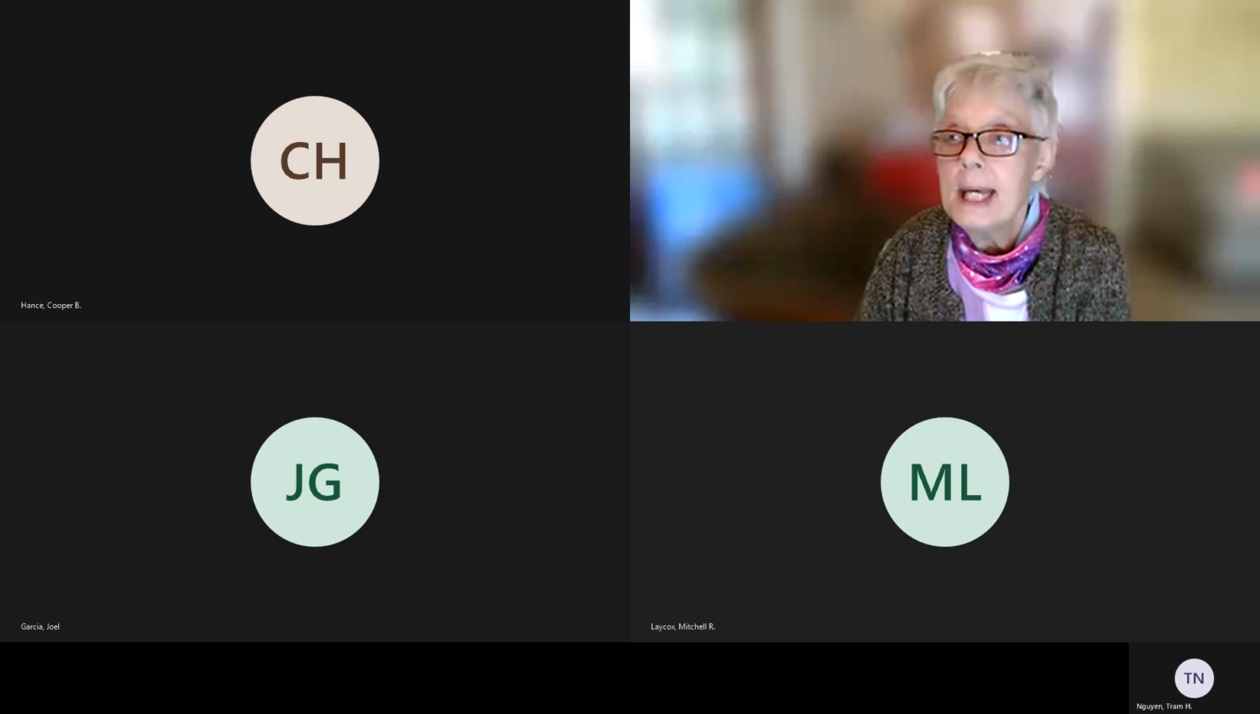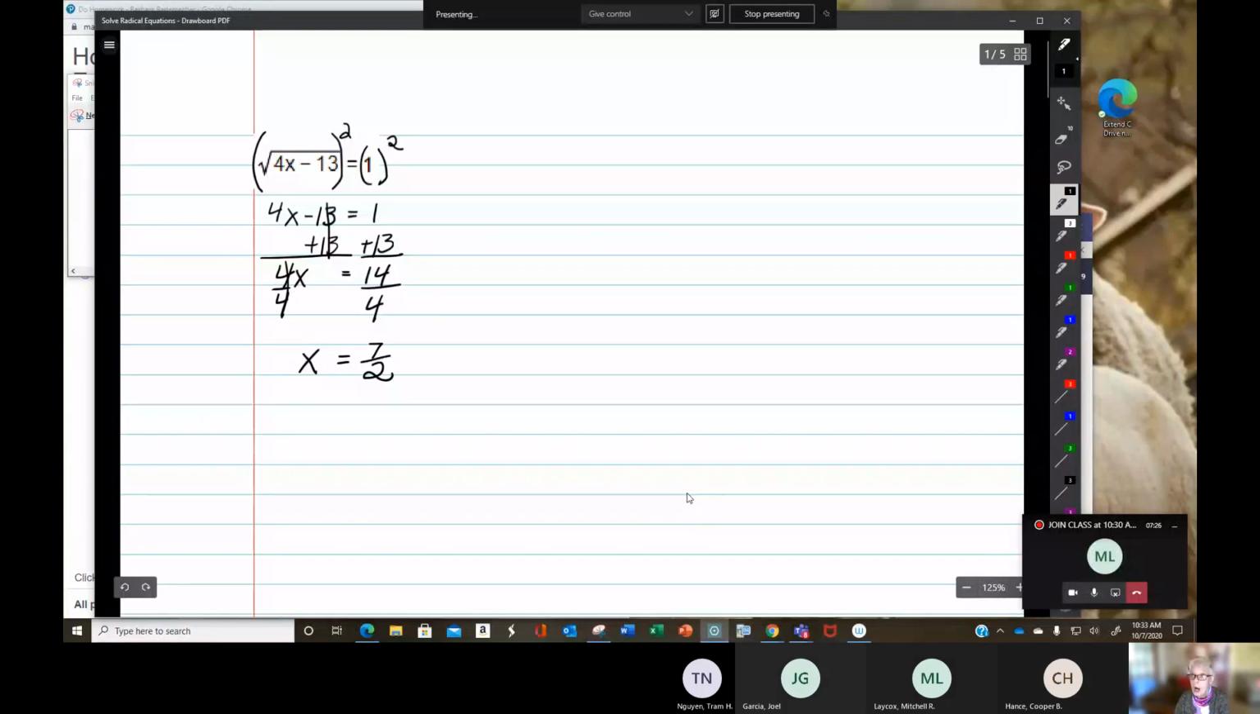And then I do this, and now we continue on. Namely that the basic strategy for solving a square root radical equation is to square both sides, and then, very important, you must check your answer.